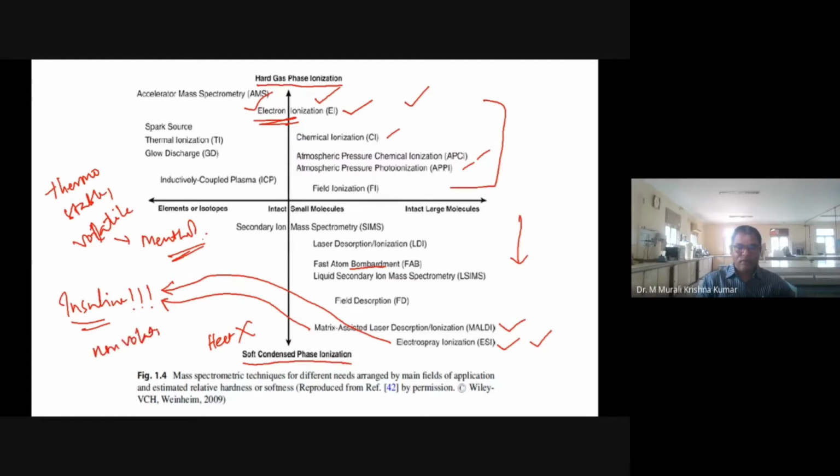Non-volatile and thermolabile. Okay, so this is the way we use this matrix to decide which technique has to be used for what type of compound. Depending upon the type of analyte, we choose the mass spectrometry technique. Okay, so I hope I made myself clear here.